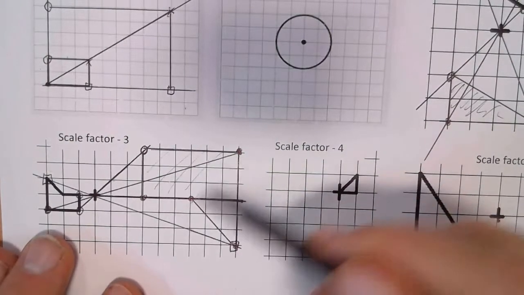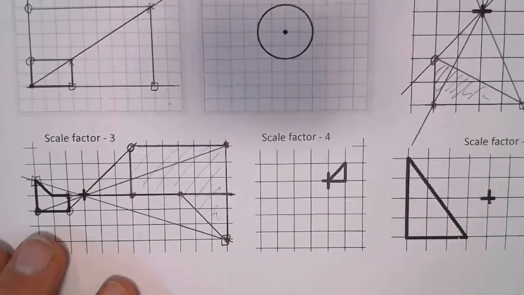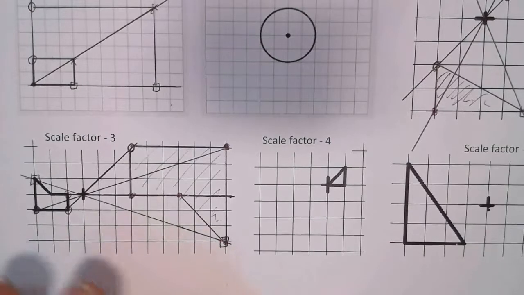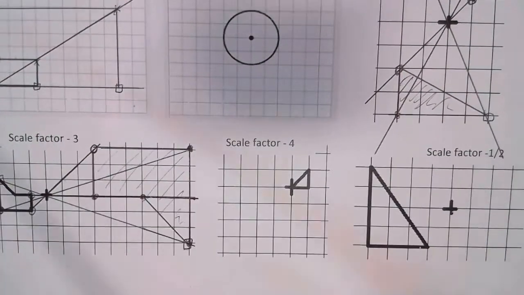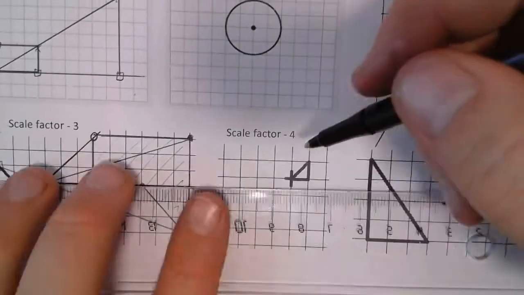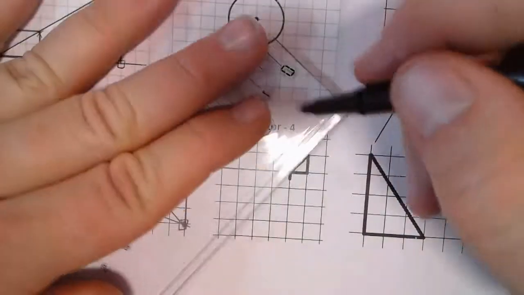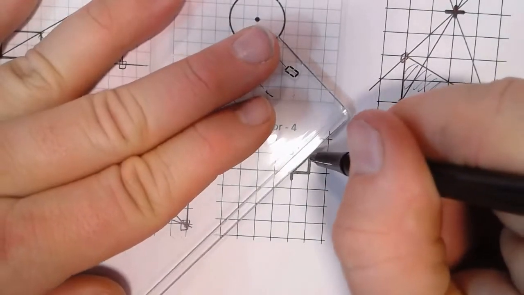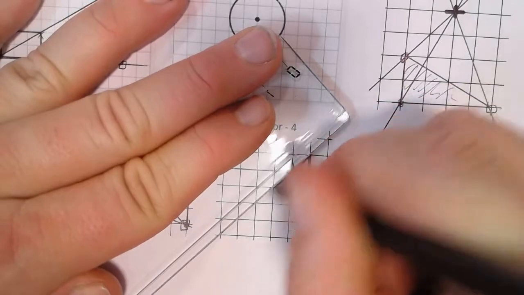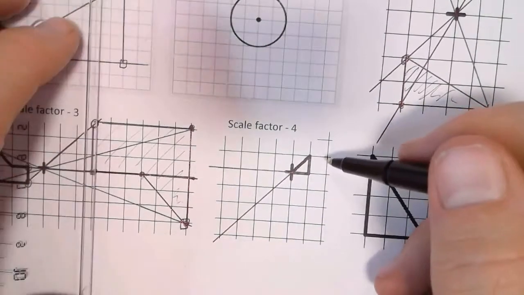That's a tough one. This one's much easier. Scale factor -4. It's a nice triangle, so it's less points to mark. If I draw my rays on, they go this direction. They go from there through this direction. Okay, and now that's it.